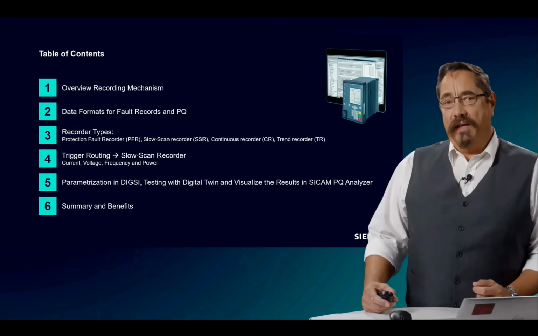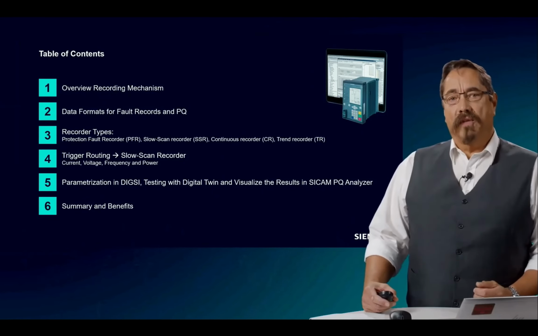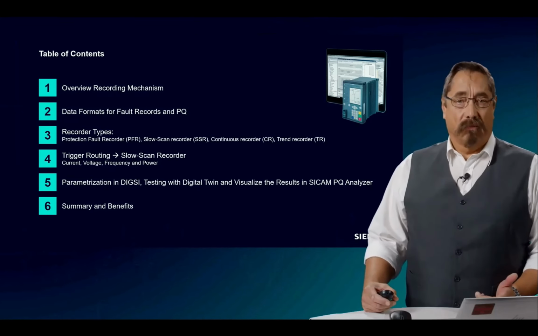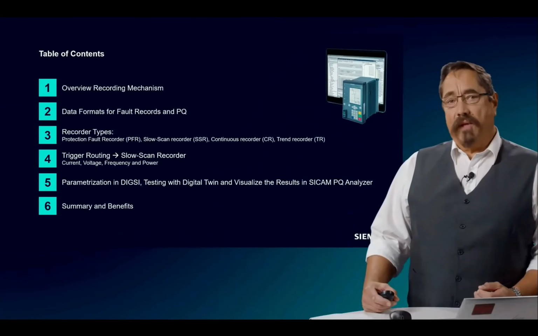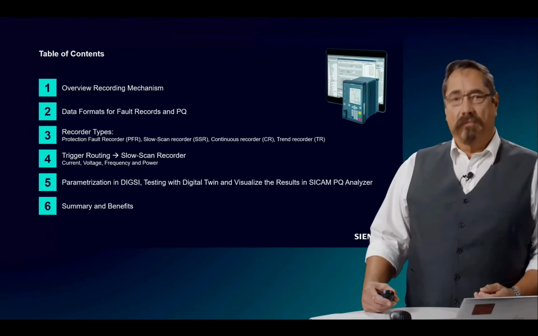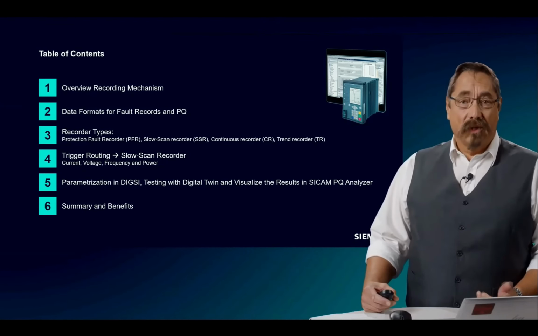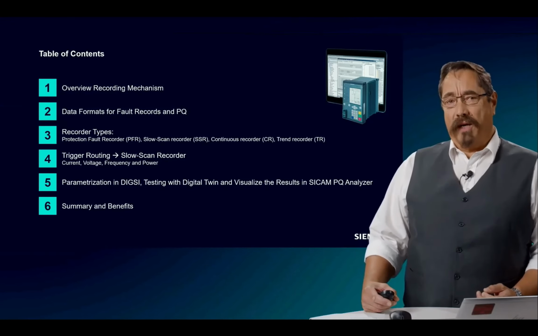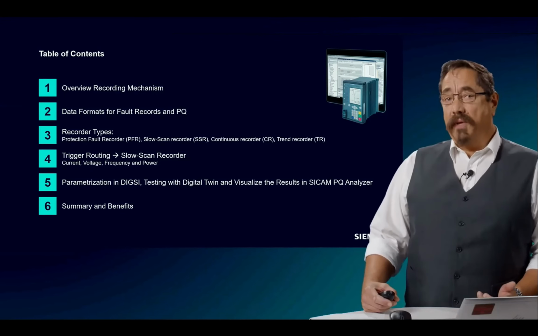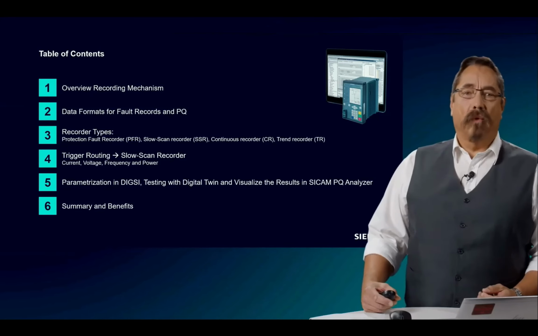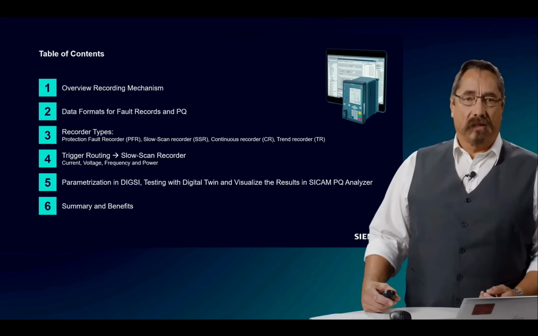Before we start, let us take a look at the agenda. At first, I will give you an overview of the various recording mechanisms of our SIPROTEC 5 platform. After that, we will have a closer look at the dedicated output formats. You will learn the difference between the file formats of fault records and long-term power quality recordings. In chapter 3, I will introduce you to the recorder types, beginning with the old school protection fault recorder mechanism, which is available since numerically controlled relays are on the market, and ending with the trend recorder. With the new slow scan recorder comes, in chapter 4, the possibility to define various trigger mechanisms to start such a slow scan recorder. Here, you will get more details about level and gradient trigger settings.